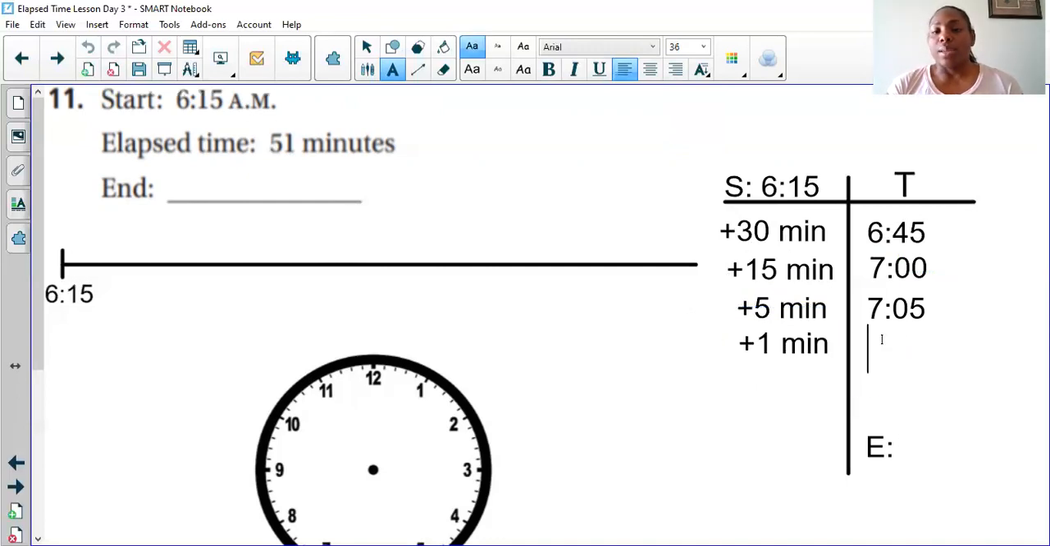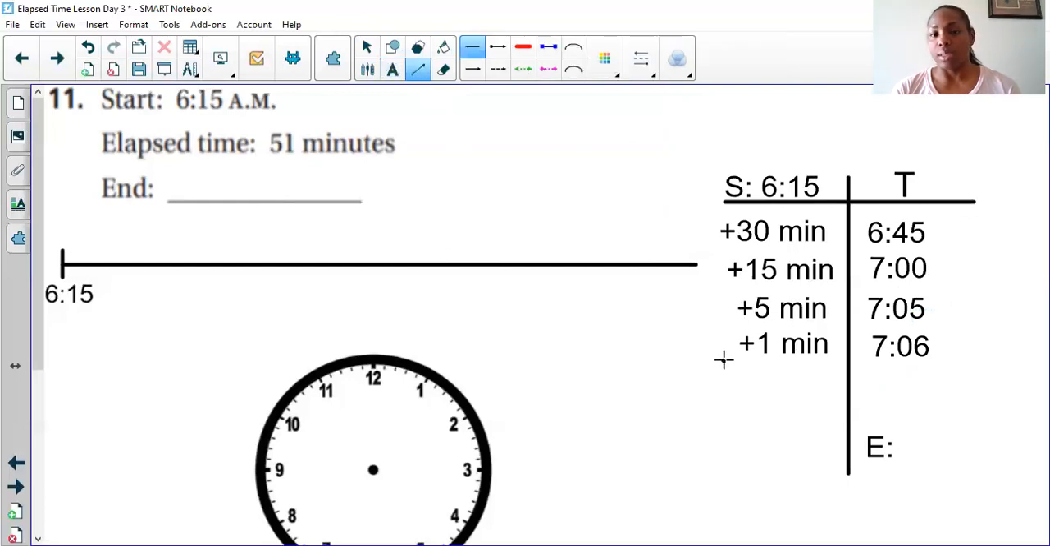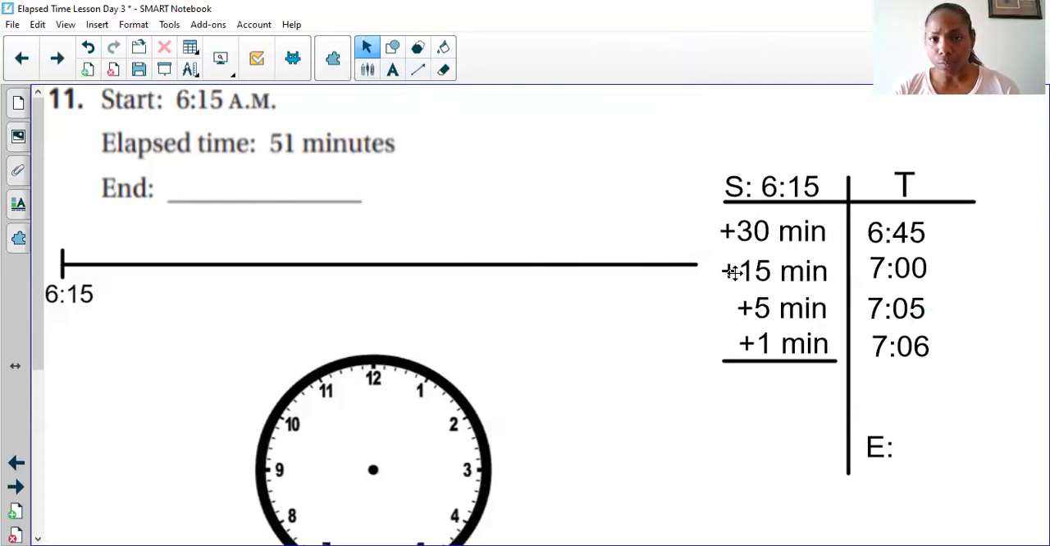And so with that being said, I know when I add that 1 minute, my time is now going to be 7:06. So it took me 51 minutes from 6:15 to get to 7:06. And if you just need to double check to make sure you did this correctly and make sure everything is lined up properly. Remember, we line up our ones place properly.